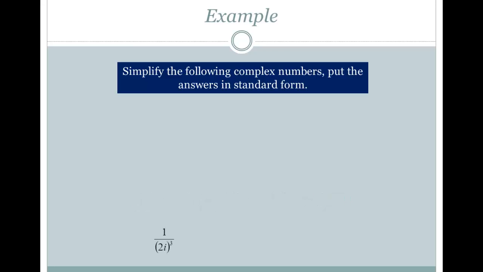Here, let's distribute that through. I get 1 over 8 times i cubed. Let's break that up into i squared and i. I skipped a step here, so let me just write it out for you. I have 1 over 8, i squared times i. That term is negative 1, and so I get negative 1 over 8i.